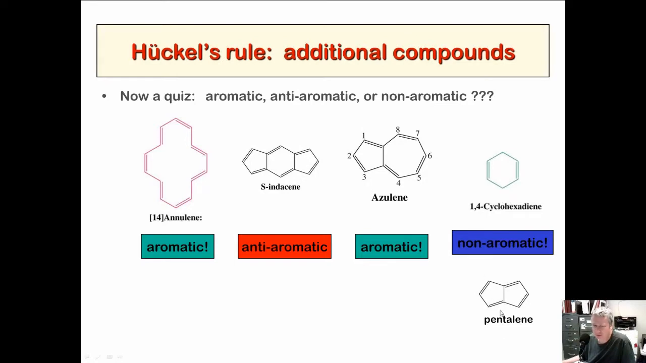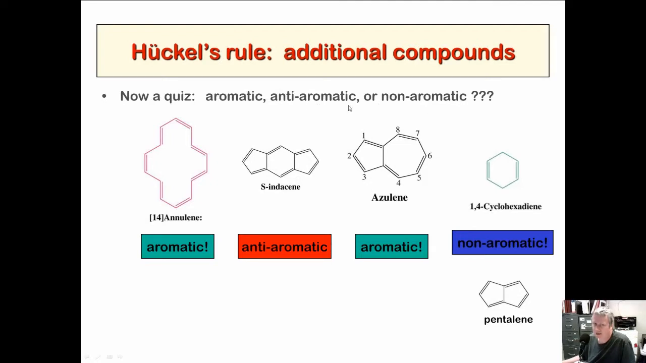Pentalene, weird molecule. Okay, so it's got 1, 2, 3, 4, 5, 6, 7, 8. So it's 8 electrons. Matches 4n or 4n plus 2? 8 electrons should match 4n, right? But then is it? It's either anti-aromatic or non-aromatic.